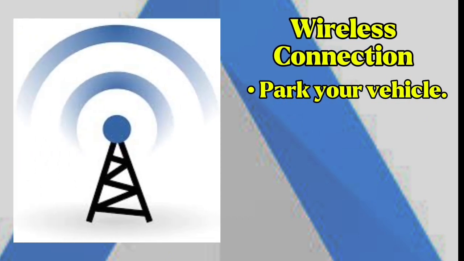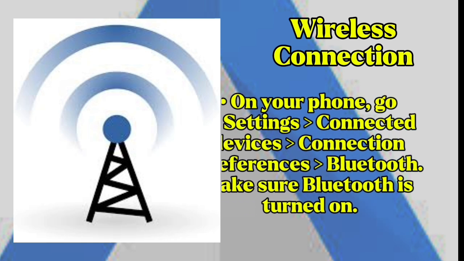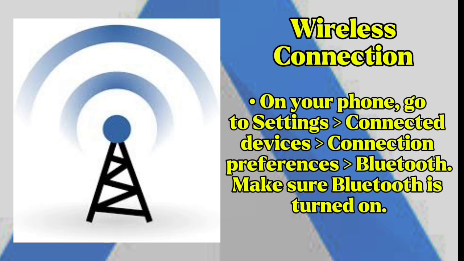Second, through wireless connection. Park your vehicle. Ensure your car's system is in Bluetooth pairing mode. Consult your car's manual for specific instructions. On your phone, go to Settings, Connected Devices, Connection Preferences, Bluetooth. Make sure Bluetooth is turned on.